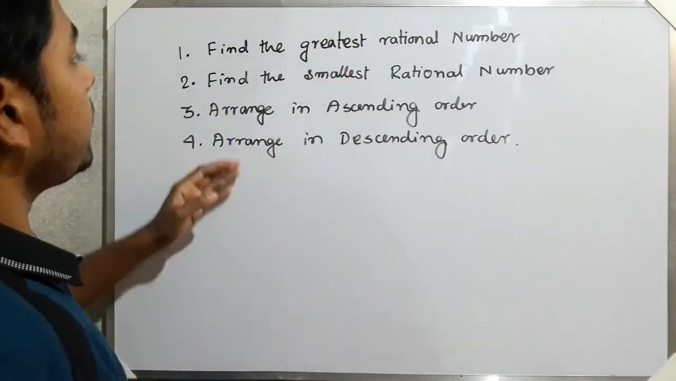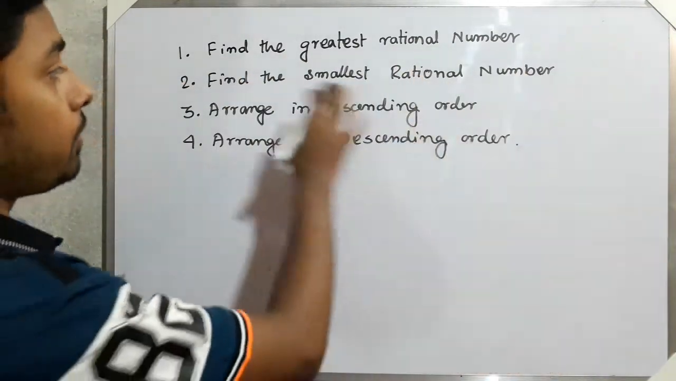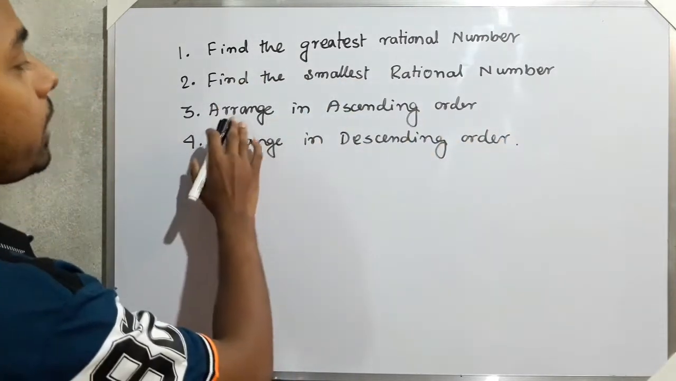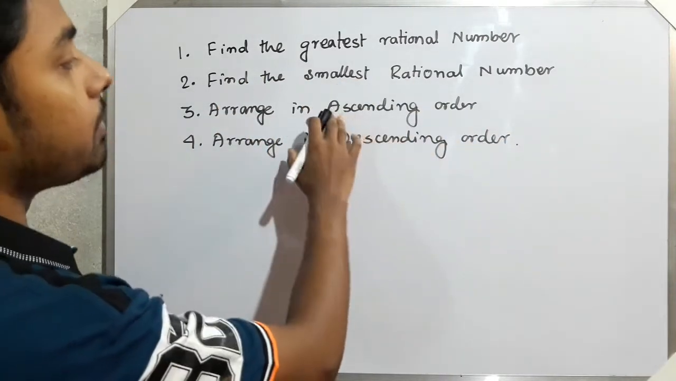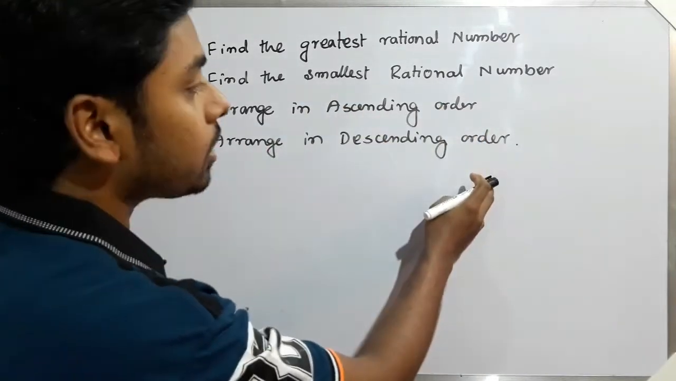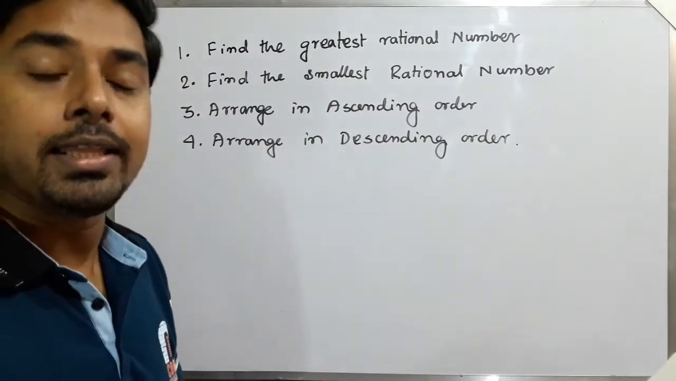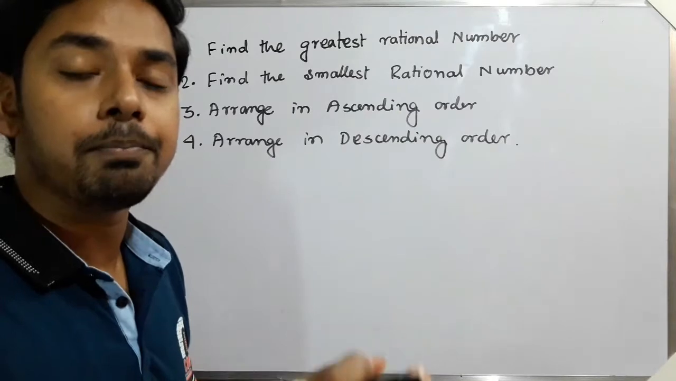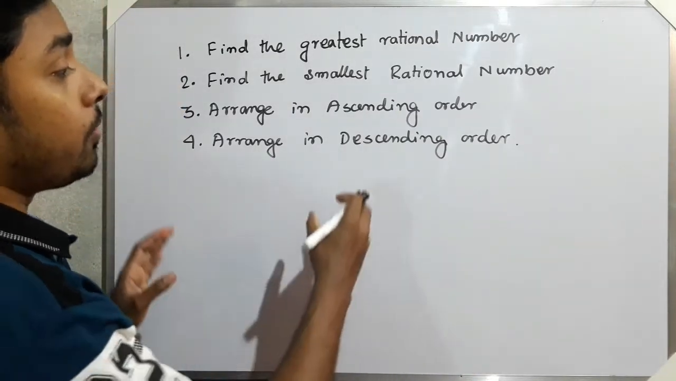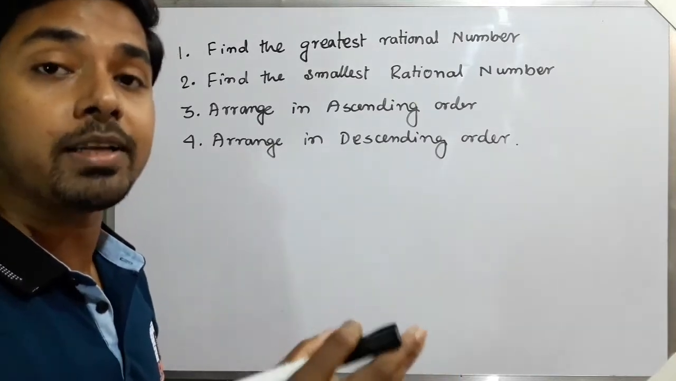Whenever you have to find the greatest rational number, find the smallest rational number, arrange the rational numbers in ascending order, or arrange the rational numbers in descending order, whenever you have this type of question, you have to think that you have to compare the rational numbers. Now we will talk about the easiest way, not the only way, the easiest way to compare the rational numbers.